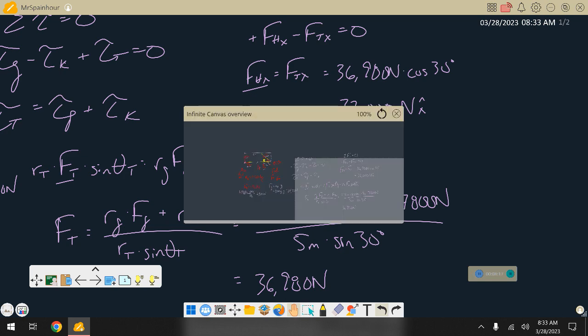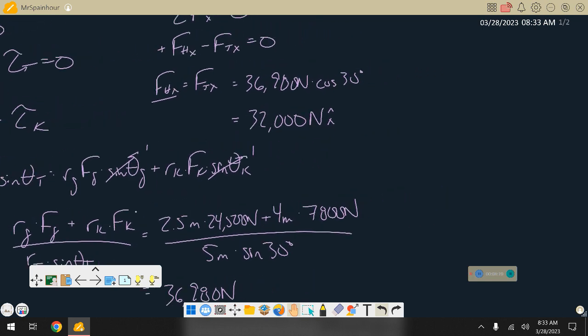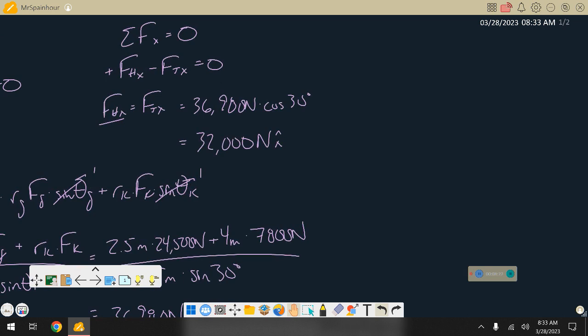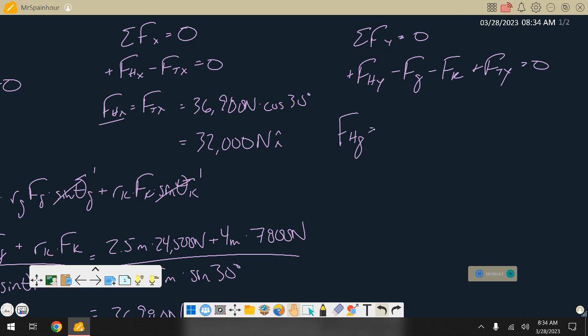And now, to get the force hinge in the y, we are just going to do the same thing in the y. Now, there are more of those, obviously. We have positive force hinge in the y because it's up. Negative force of gravity. Negative force of Night Horse. Plus force tension in the y equals 0. So now to get force hinge in the y, again, we just do some algebra here. Add that on the other side. Add that on the other side. Subtract that on the other side. And that should give us our answer.